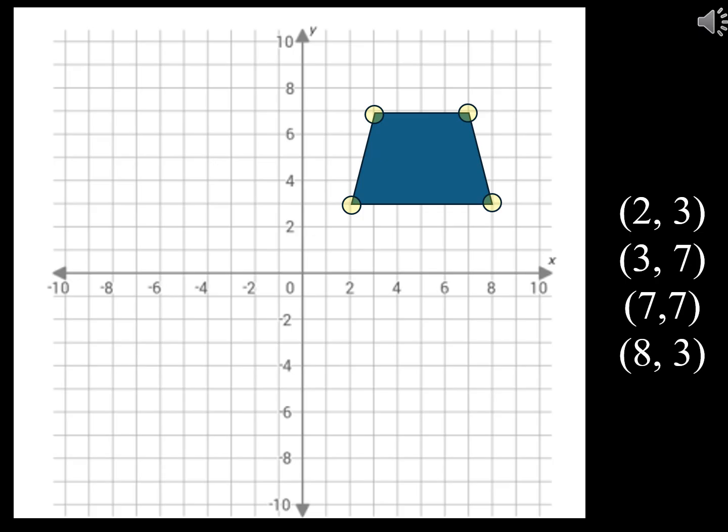Before we begin, it is important to know our points. Remember, the first number gives you directions on your x-axis and the next number is your y. We have (2, 3), (3, 7), (7, 7), and (8, 3).